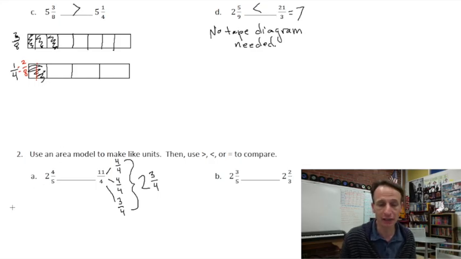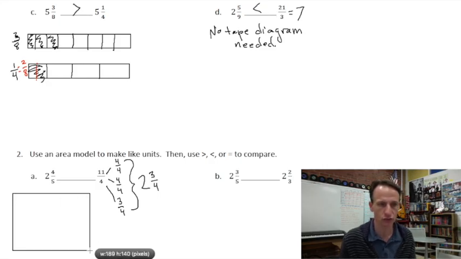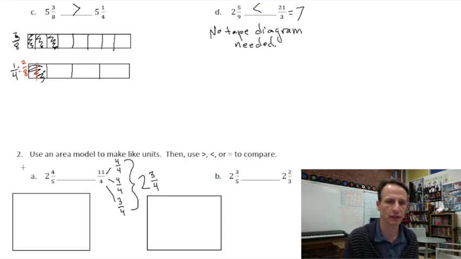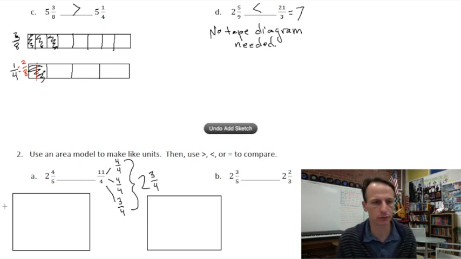So we're doing area models now. So this is a little different. So over here I'm going to draw 4/5, and then over here I'll draw 3/4 and make these about the same size. So once again, this will be 4/5, and this will be 3/4 because I know I have 2 wholes.